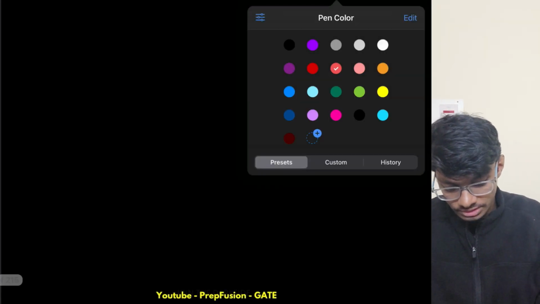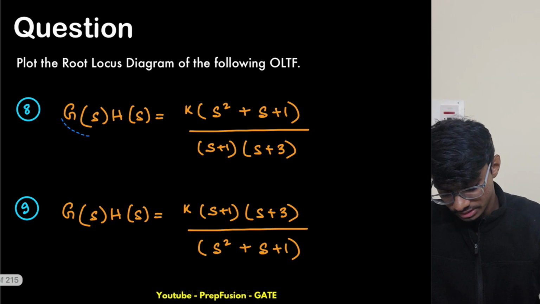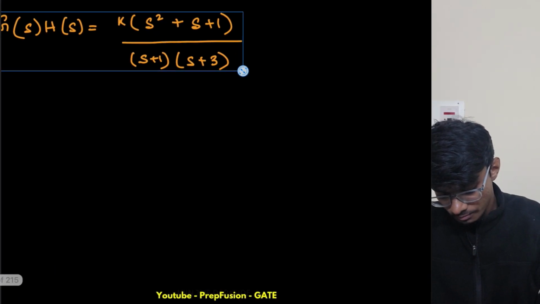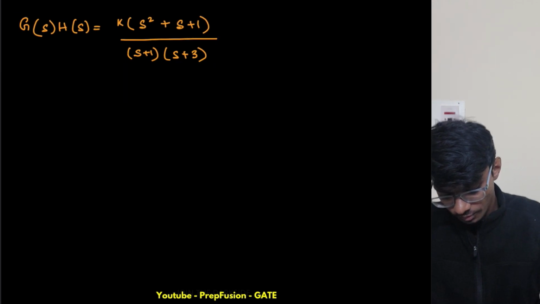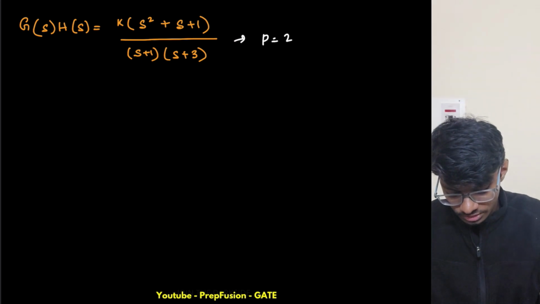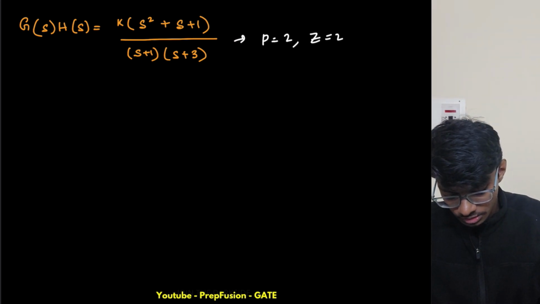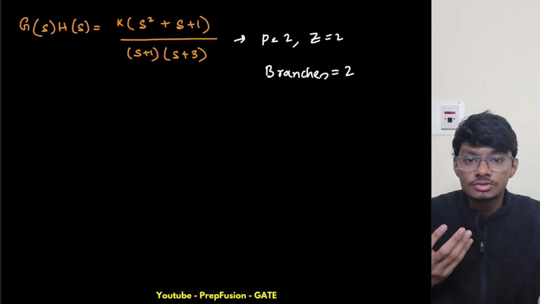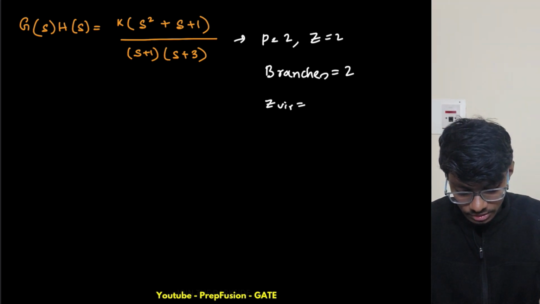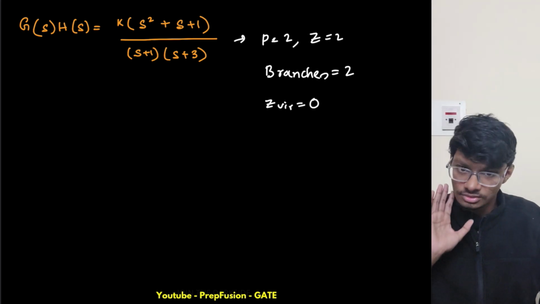First, let me copy this OLTF. What do I see? The number of poles is 2, and the number of zeros is 2 also. So the number of branches will be 2, and the number of virtual zeros or asymptotes will be none. So Z virtual will be none. One calculation is already gone, the asymptote calculation.